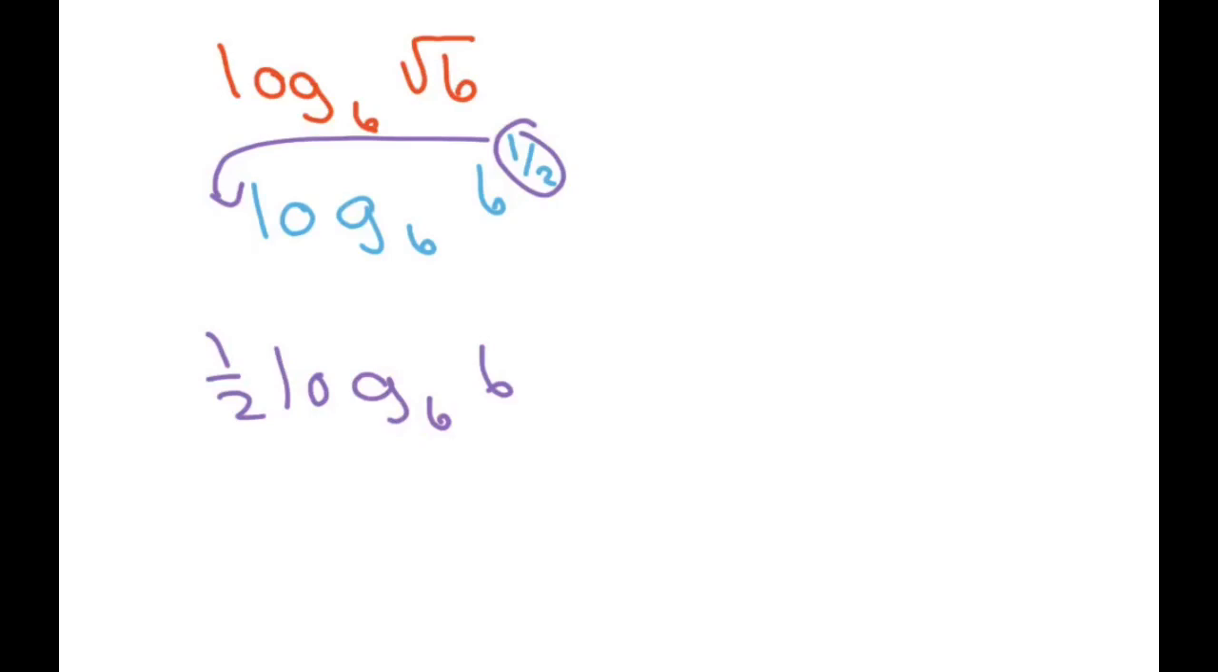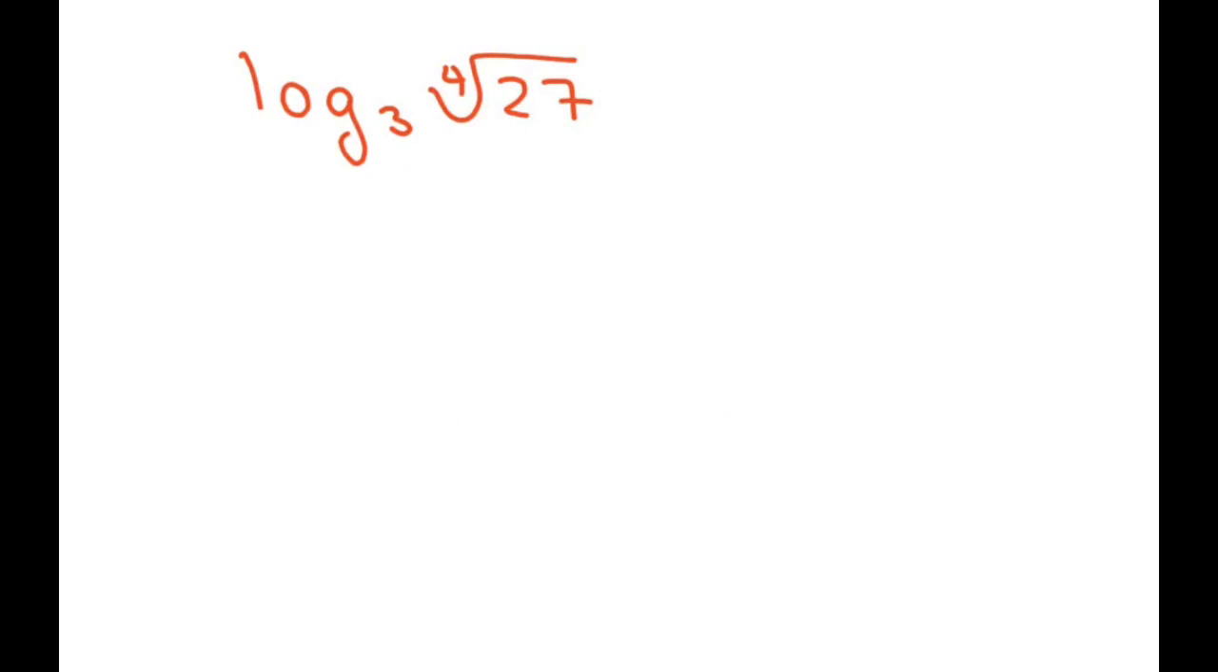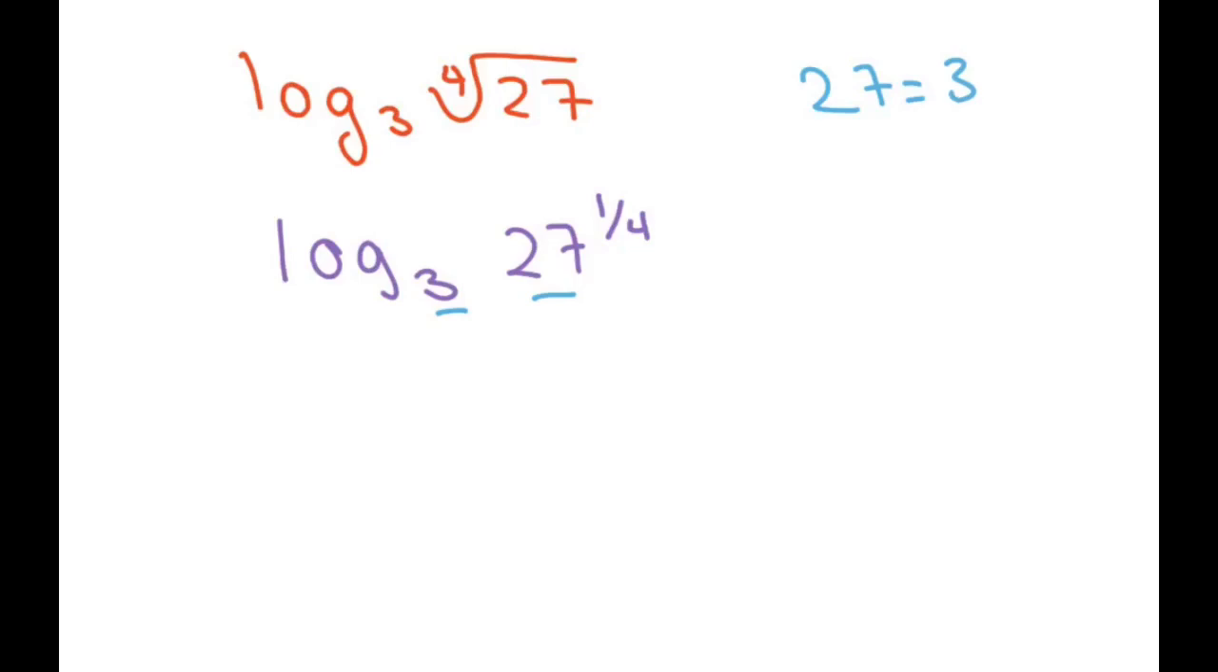And so basically, this is 1, so you get 1/2. And the next one is log base 3. Now this is the fourth root of 27, so I'm going to write this as 27 to the 1/4. And if you notice, I don't have the same base. So I know that 27 equals 3 cubed.